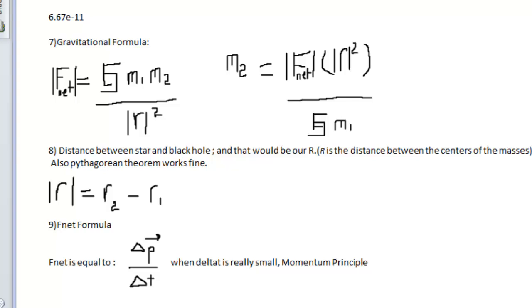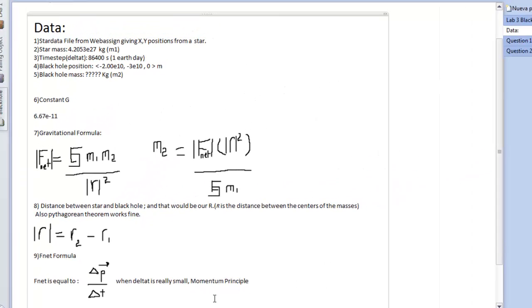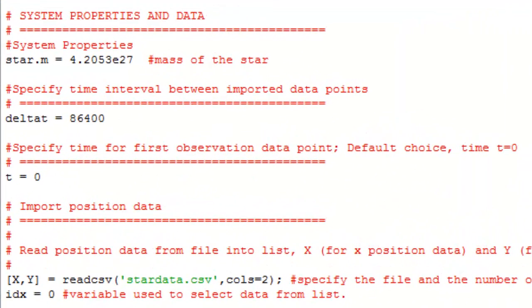Also, the Pythagorean theorem works fine. The equation also is given in the distance, which is equal to r2 minus r1. F net formula: F net is equal to change in momentum over delta t when delta t is really small, and that's the momentum principle. From that, I compute my model in Python.